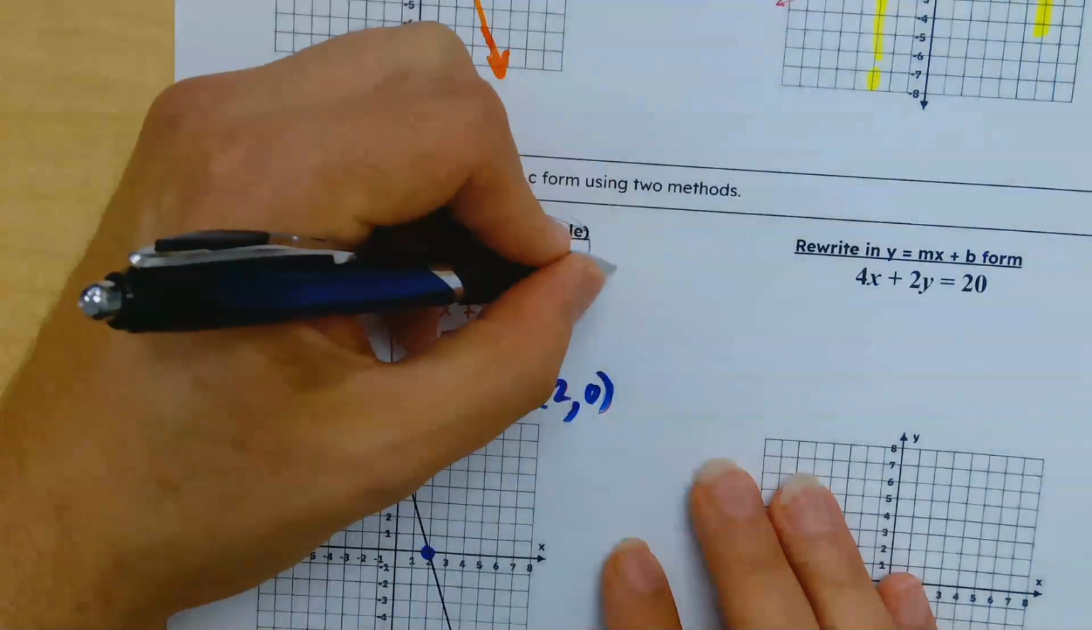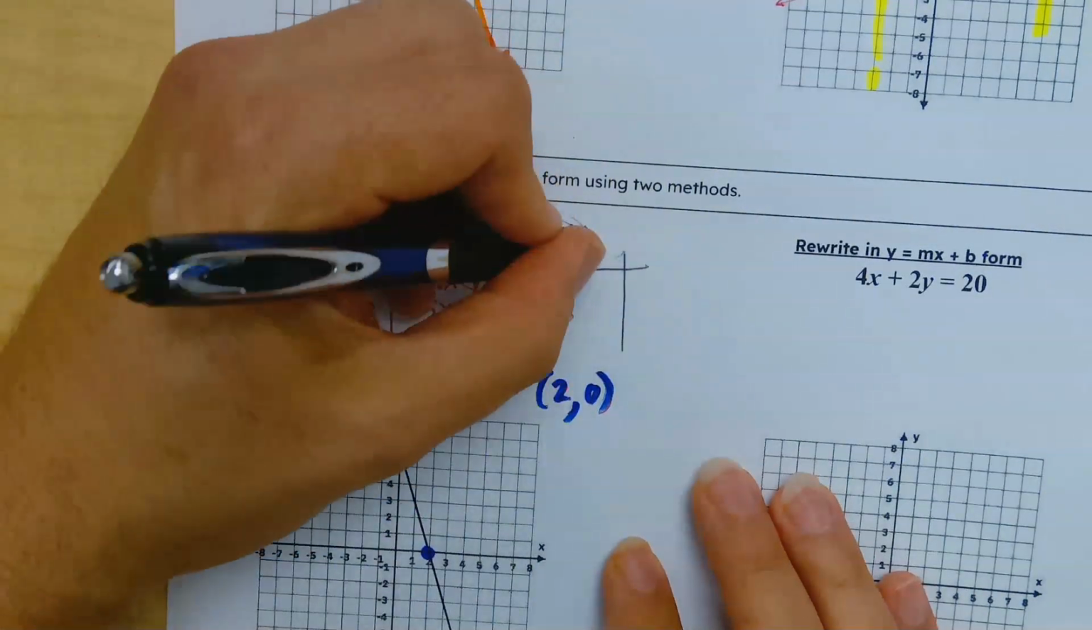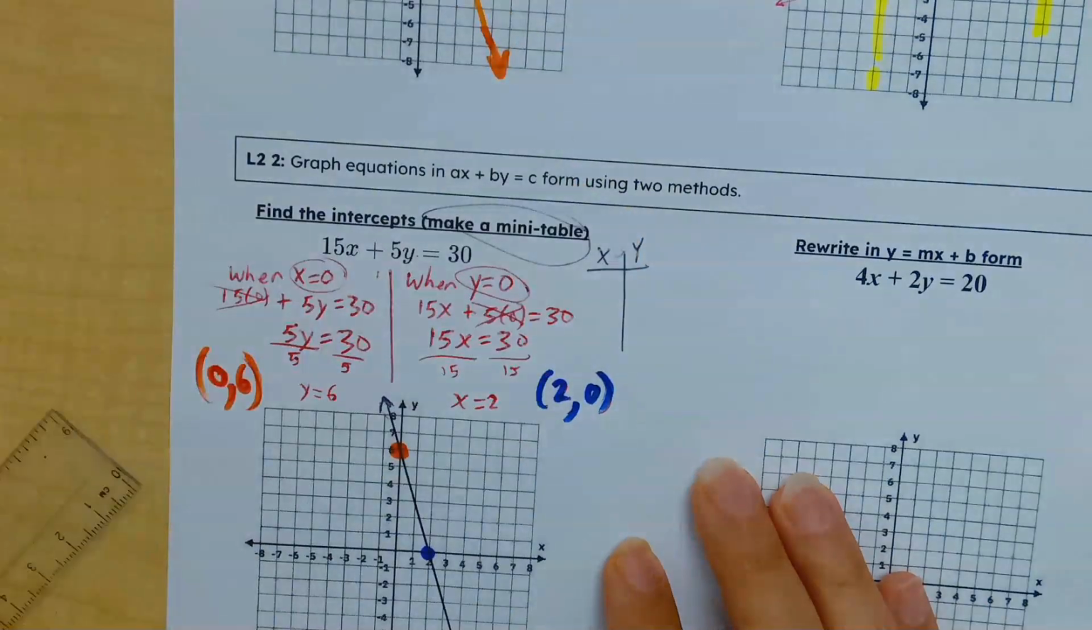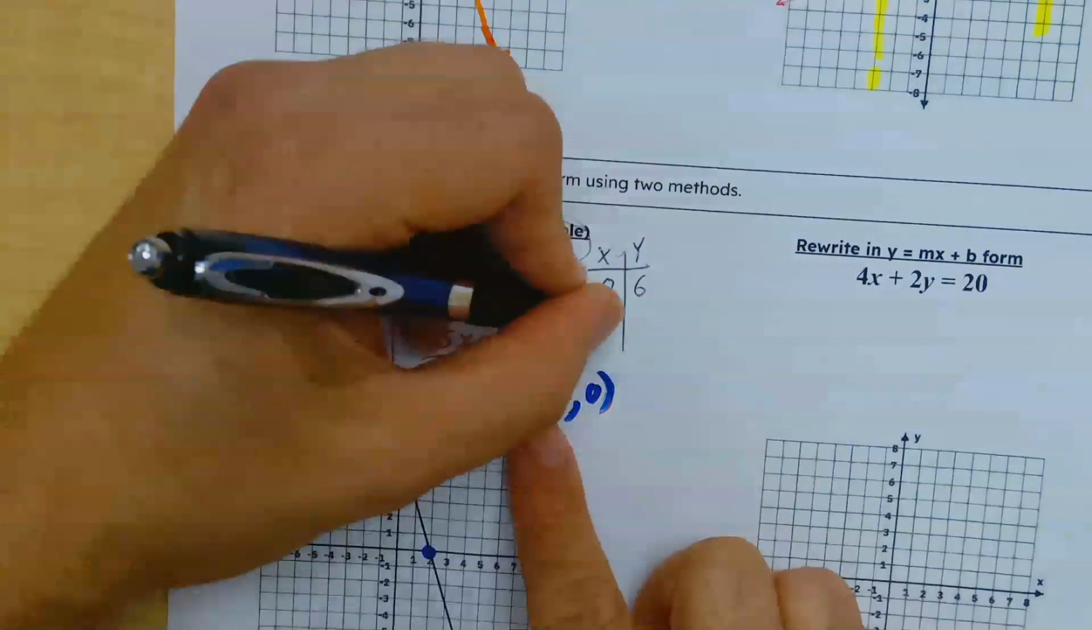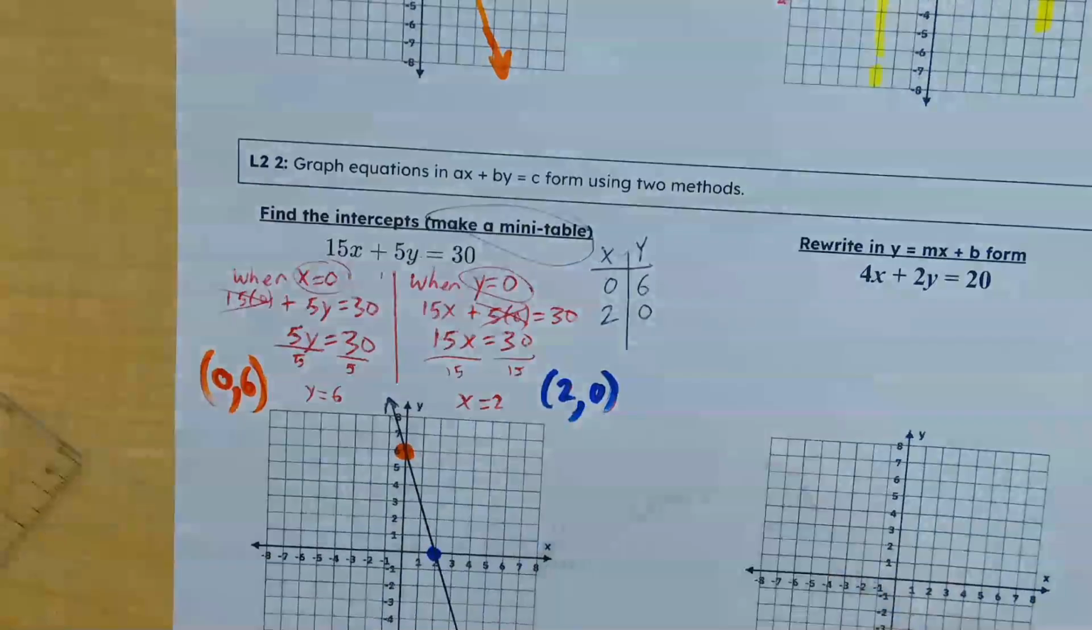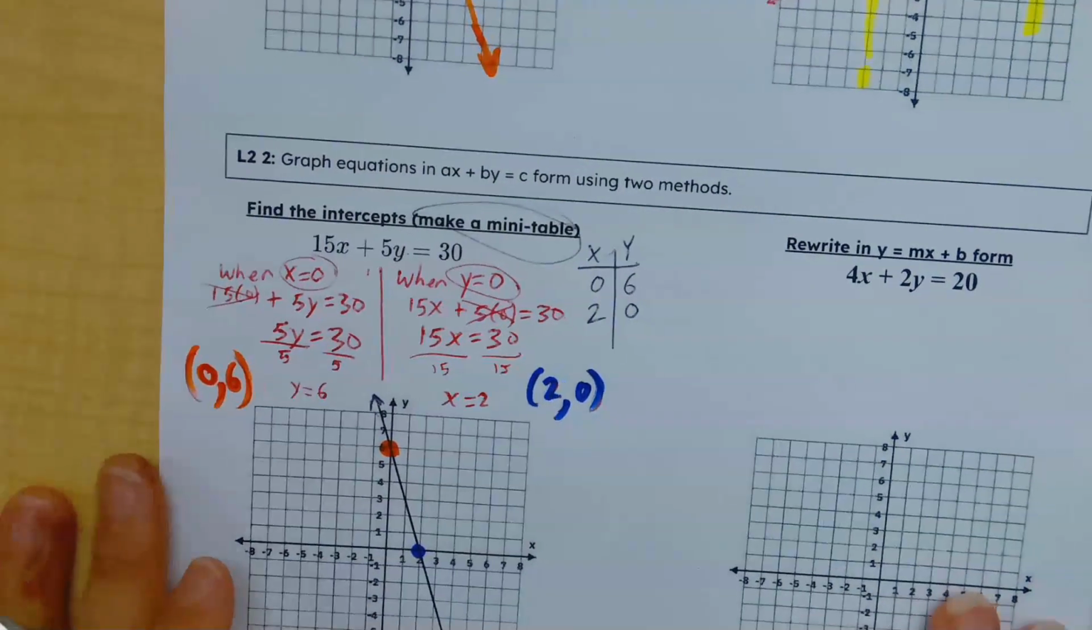Our table is simply when x is 0, y is 6. When x is 2, y is 0. That's all they mean by making a mini table.